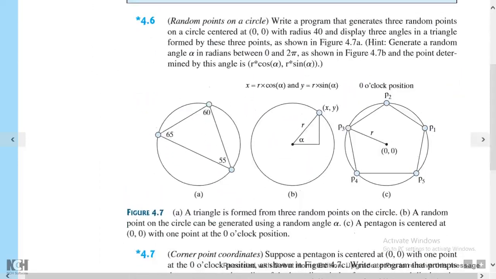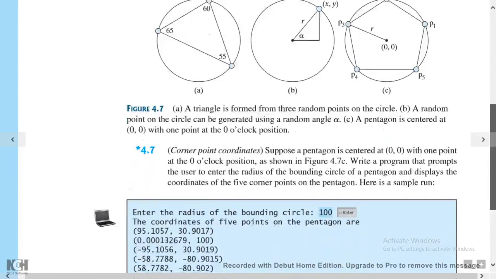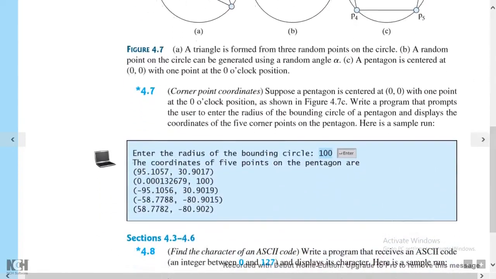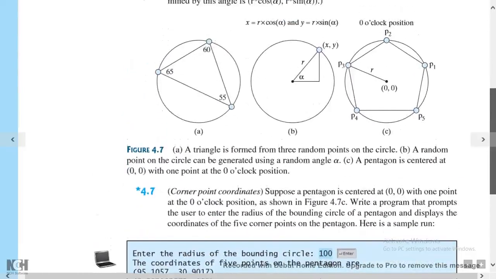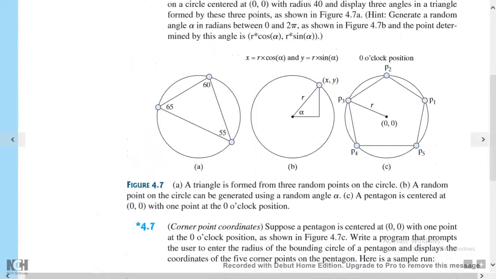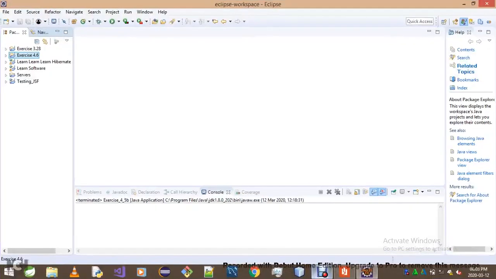Anyways, so here's what you gotta do. You simply randomly generate 3 points and then display those angles between those 3 points, as we can see right here. They did not give us a sample run. That belongs to 4.7. So let's jump onto our IDE.